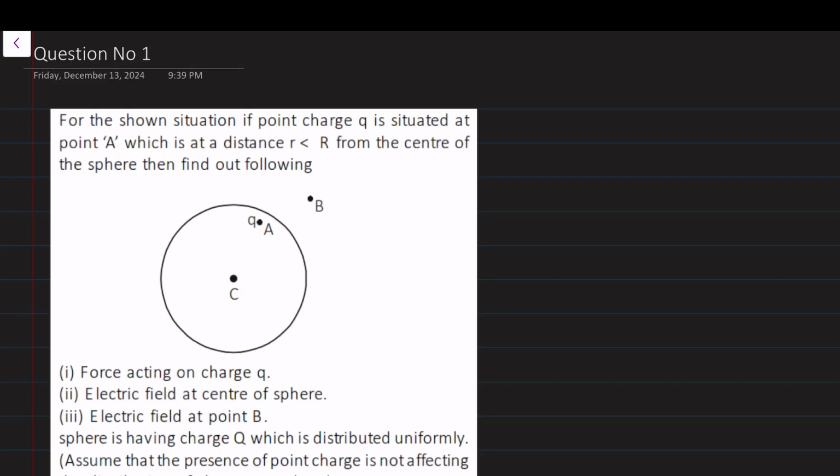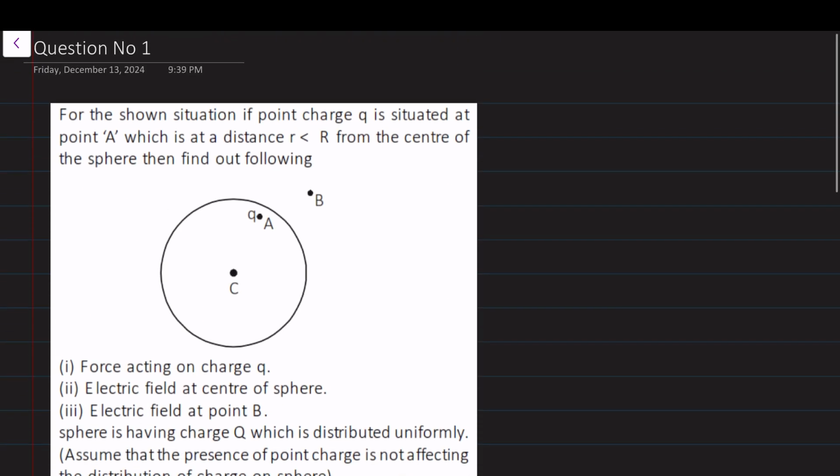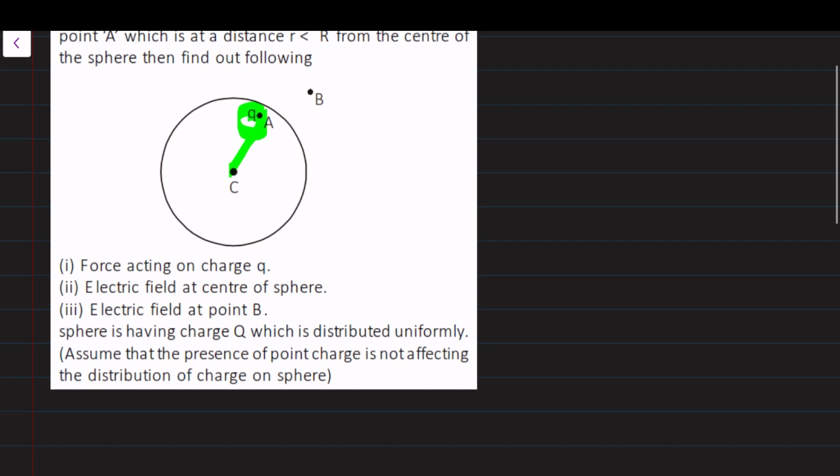Hi students, in this video we are going to discuss one question of electrostatics. It's a nice question. Now in the question it is given a point charge Q is situated at point A, which is at a distance of r, which is less than capital R, from the center of the sphere. And we have to find out the following things.